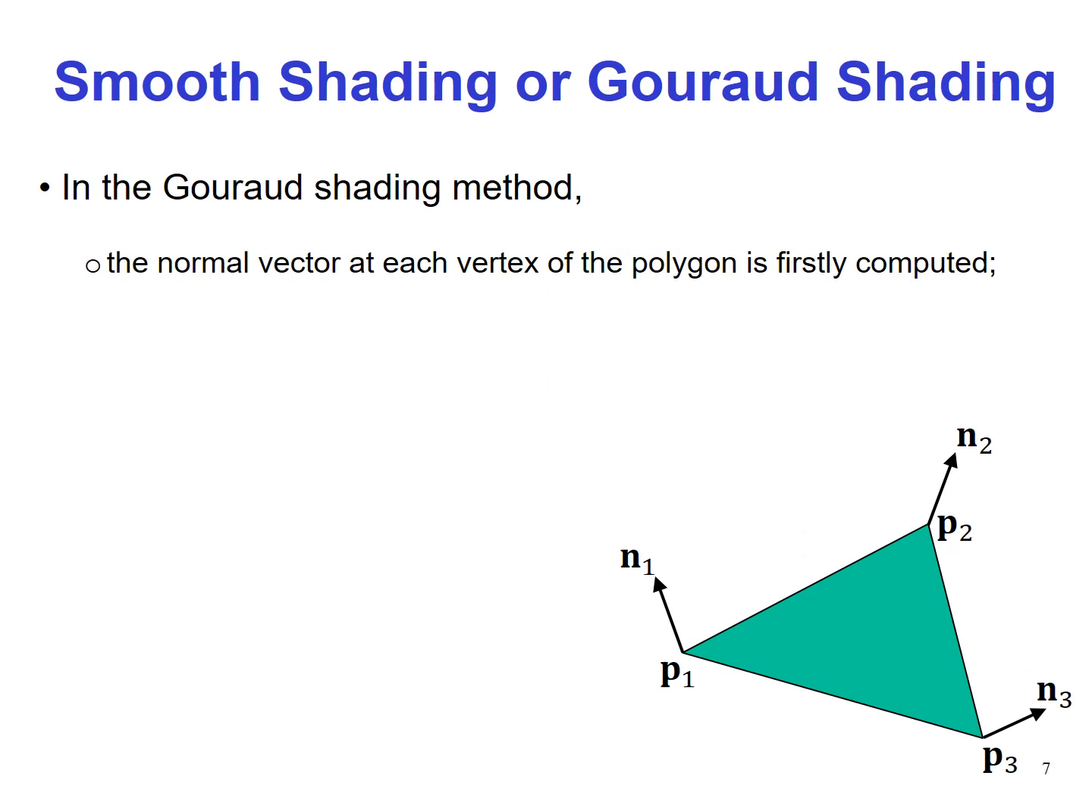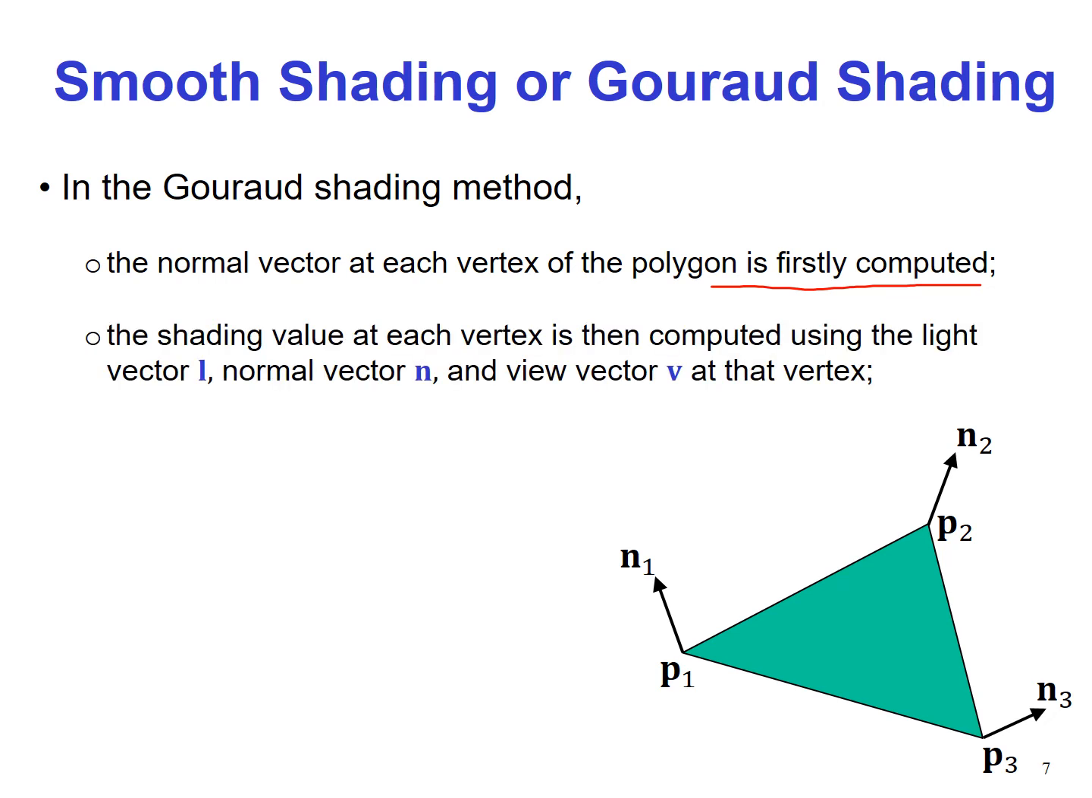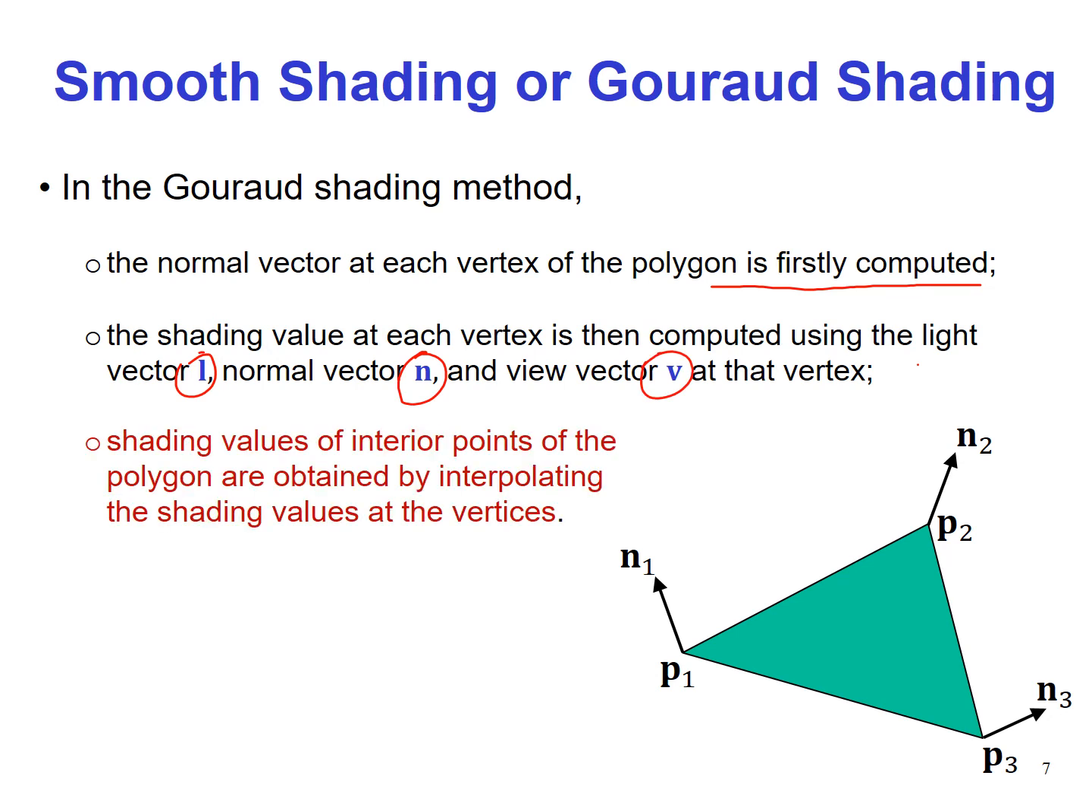In the Gouraud shading method, which is one type of smooth shading technique, the normal vector at each vertex of the polygon is first computed. So rather than using the polygon normal, we need the vertex normals. The shading value at each vertex is then computed using the light vector L, the normal vector N of the vertex, and the view vector V.